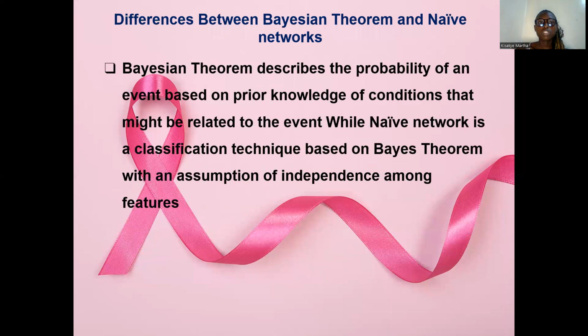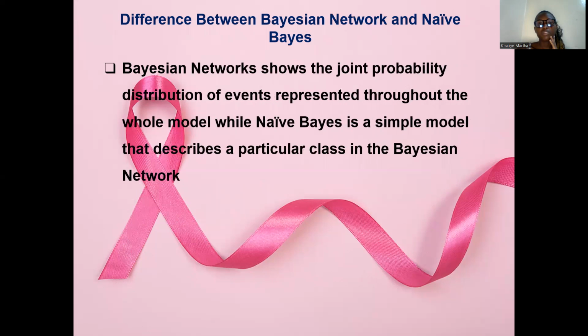So the difference between the Bayesian theorem and naive Bayes: the Bayesian theorem describes the probability of an event based on prior knowledge of conditions that may be related to the event, unlike naive Bayes, which works with an assumption of independence among the features. I've provided a link down below, you can go through more differences. And now the difference between the Bayesian network and naive Bayes.